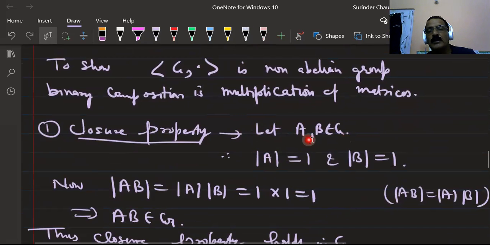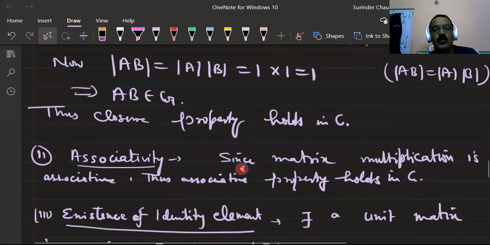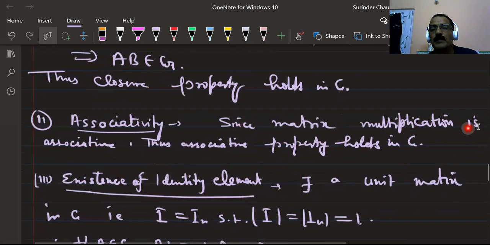We have taken two matrices A and B from G. Determinant of A is 1, determinant of B is 1. Determinant of a product is the product of determinants, so determinant of AB is 1. Therefore for any two matrices in G, their product also belongs to G, so closure holds. Next, since matrix multiplication is associative, the associative property holds in G.